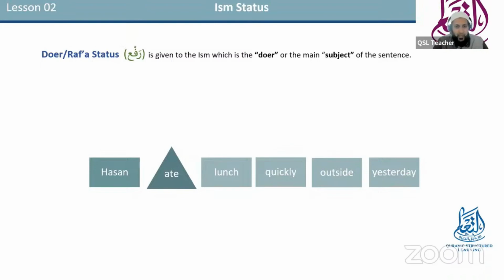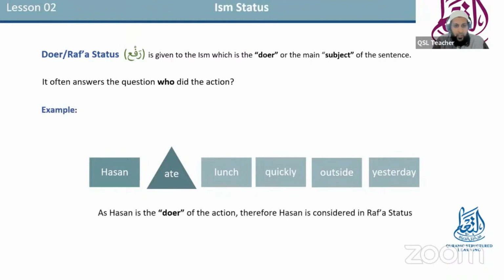Lunch. He ate lunch. He ate it quickly. And he ate it outside. And he ate it yesterday. So you can say the lunch quickly outside yesterday is nasab, details, but we can talk about that a little bit later. Like I said, it often answers the question, who did the action? And Hassan is the doer of the action. Therefore, Hassan is rafa' in status.